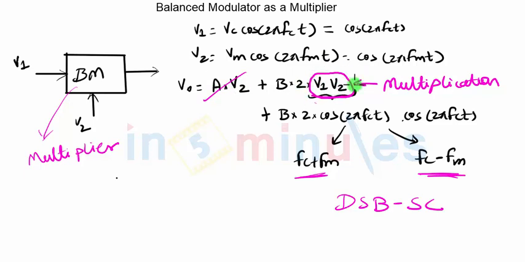So the balanced modulator will be used as a multiplier in many communication systems. In digital communication systems also, in many places where we want to multiply two analog signals, we use a balanced modulator. So please remember, the moment I draw a block with a balanced modulator, it will simply multiply the two input signals.